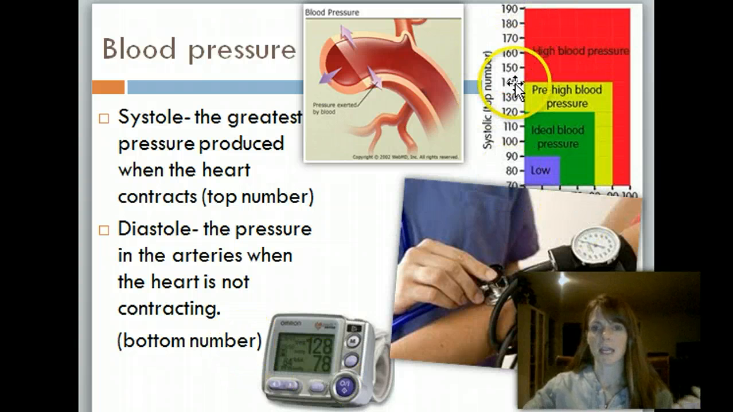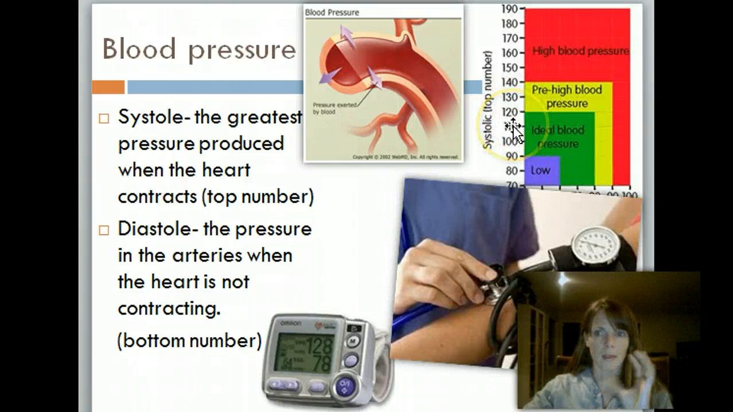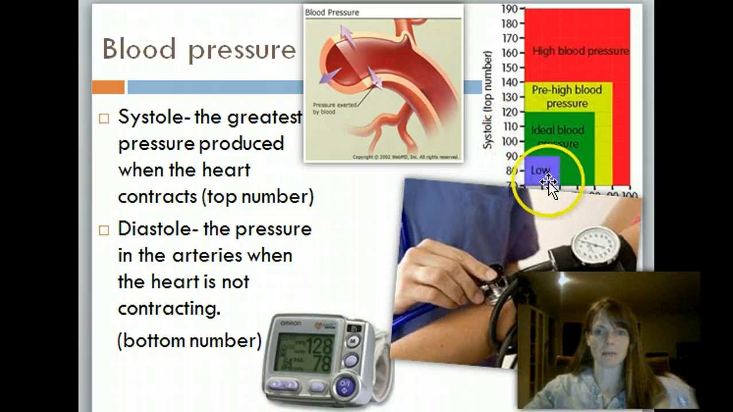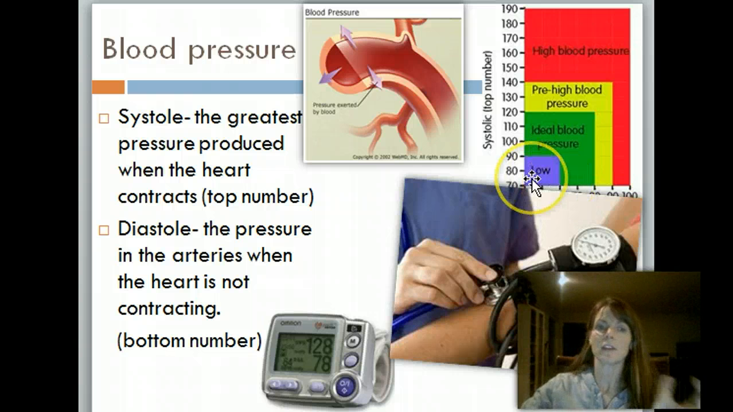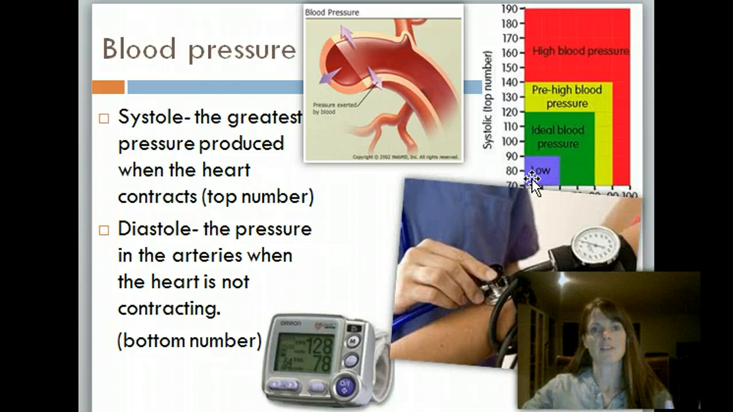Here's a good kind of a gauge. Your ideal blood pressure should be 120 being the highest over 90 or 80, okay? Those are kind of the averages, that if you go above 120 on your systole number, you typically have high blood pressure. So you should have 120 over 80 and below, okay?